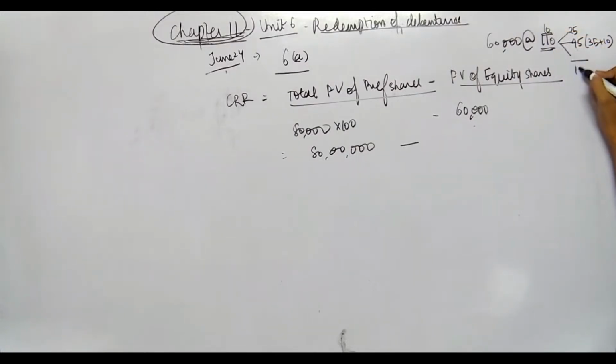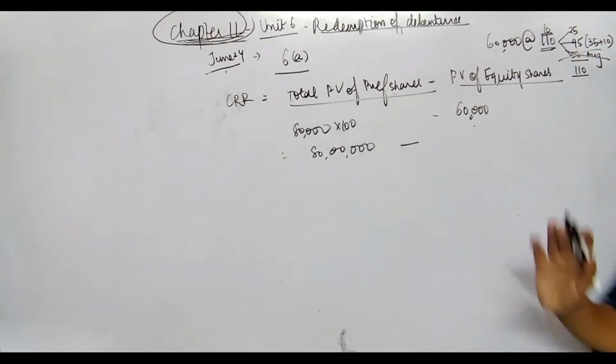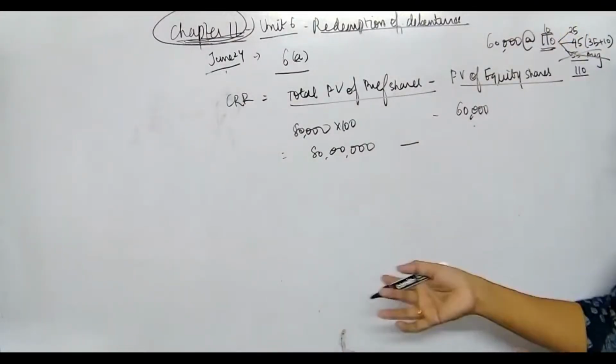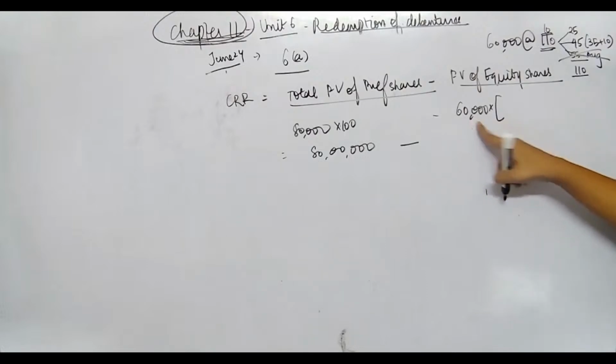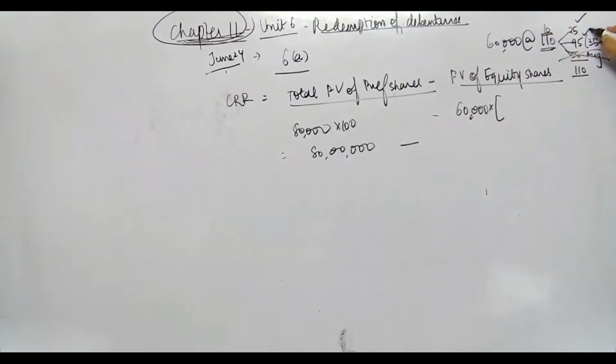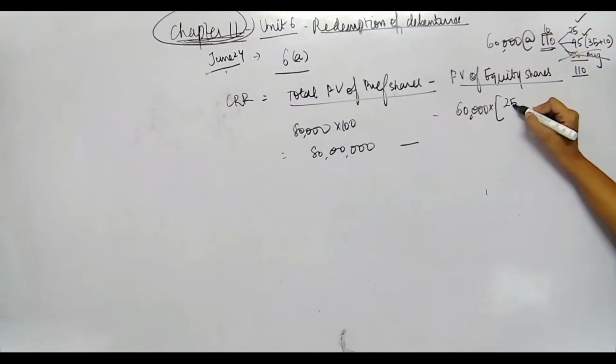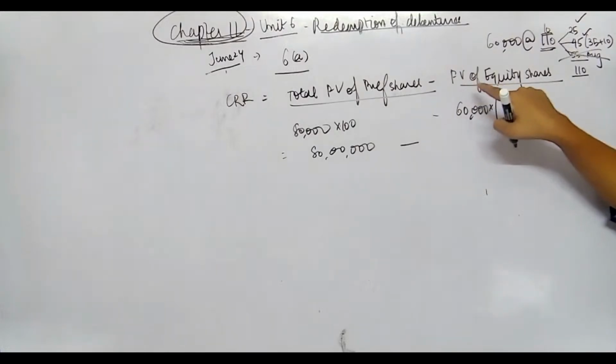Then I should write the balance as and when, or it is during August. That means it is not called now. It is called at a later date. So what am I supposed to do? I have to find out 60,000. I have made application, I received allotment, but I should take only the face value.